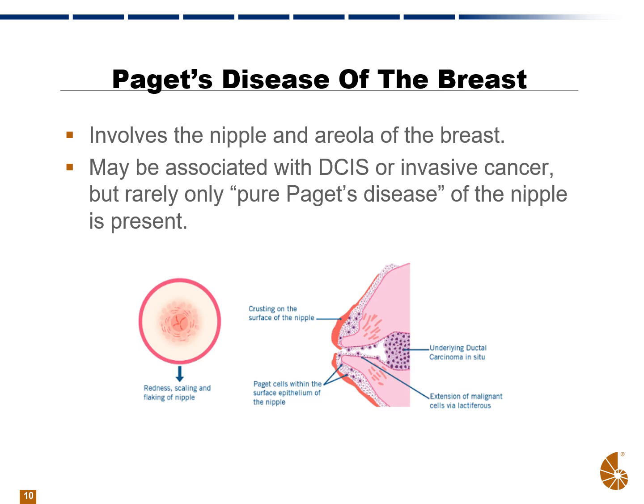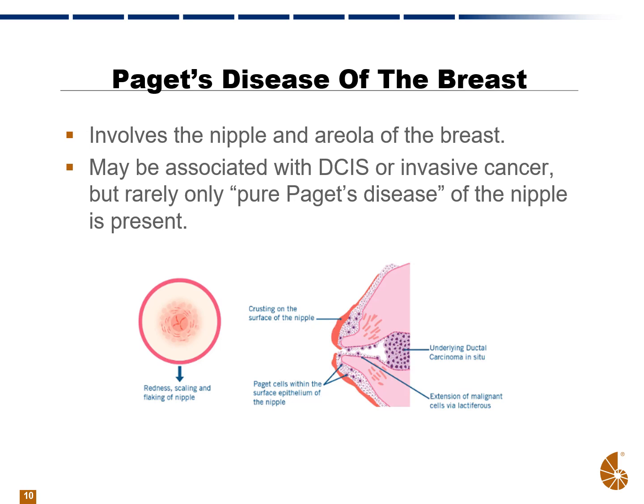I wanted to mention Paget's disease of the breast. It involves the nipple and areola of the breast. Now, there also may be DCIS, or ductal carcinoma in situ, present, or even invasive cancer also present. But on rare occasions, only Paget's disease of the nipple is present. So just the nipple is involved, and that's called pure Paget's disease.